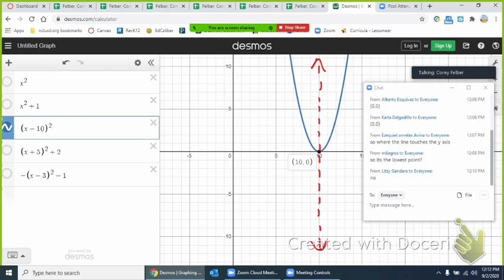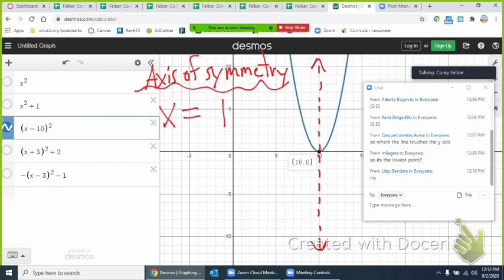Now I'm going to show you guys how we write this. Back with your other notes where you had axis of symmetry, it's always going to look like this. It's always going to be x equals and then a number.